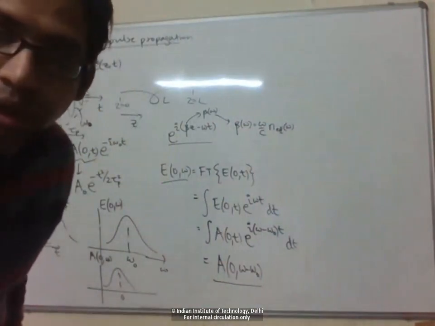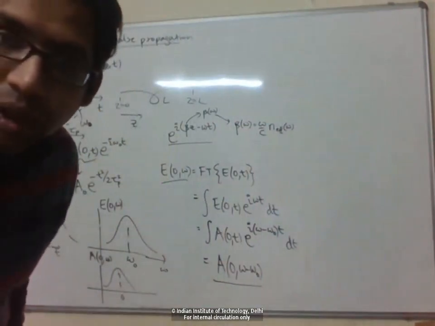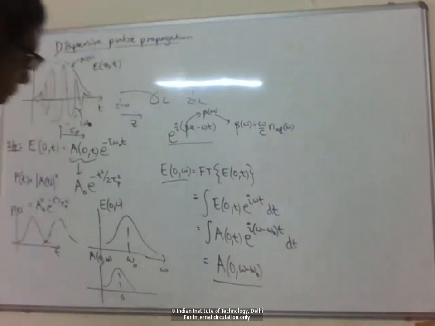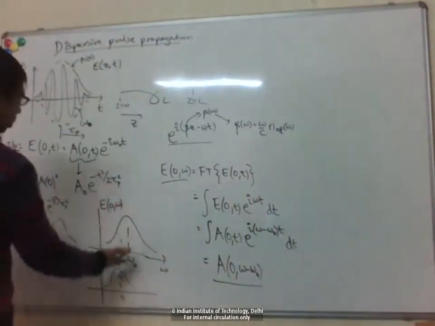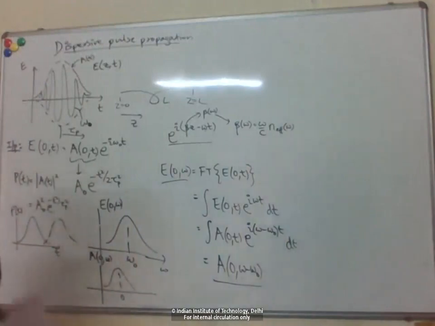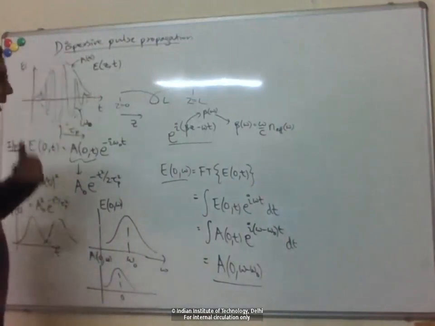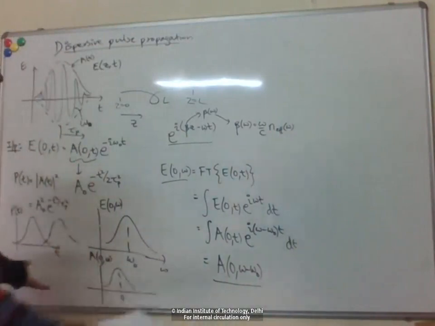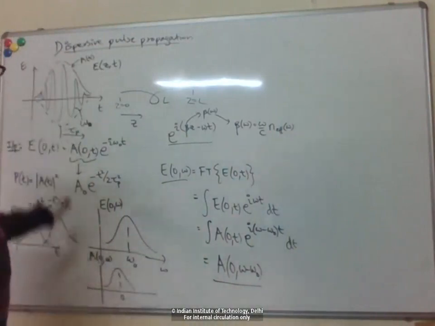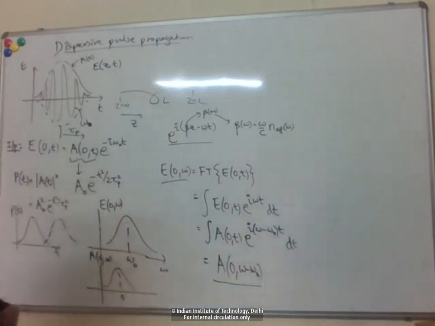Why do we take the Fourier transform? Because we want to know what the spectrum looks like. If I have some signal in the time domain, how do I find what the spectrum is? I take the Fourier transform. That's the way to find out the spectrum of any time domain signal.